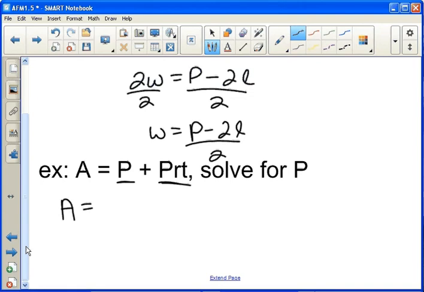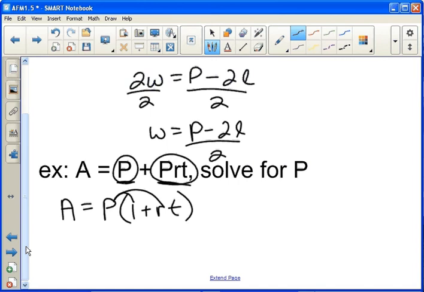If that's not real clear to you, think about working backwards. If I look at what I have now and distribute, the p times 1 is p. P times rt is prt. So what I have is the same thing. P times parentheses 1 plus rt. So now if I want to get p by itself, I just divide both sides by 1 plus rt. So we get p equals a over 1 plus rt.